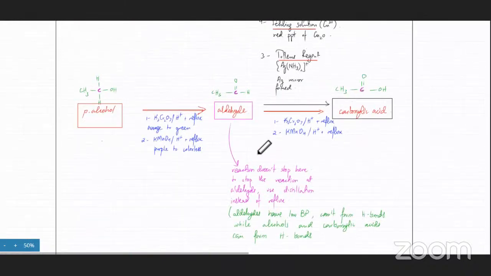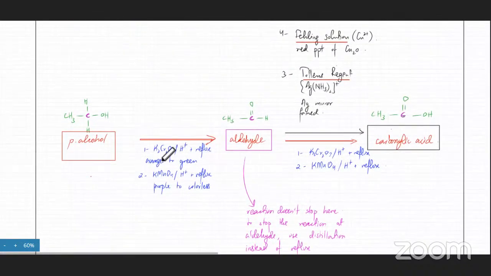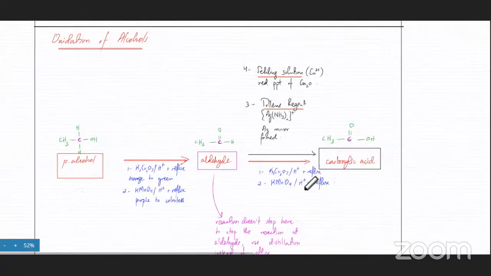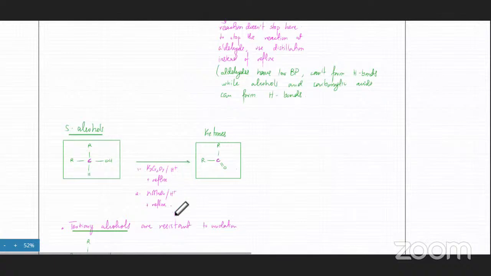अच्छा, remember alcohols, primary alcohol to aldehyde to carboxylic acid. Primary alcohol to aldehyde, that's K2Cr2O7 or KMnO4 and reflux. If you want to stop at aldehyde, you would need to distill it, not use reflux. ठीक है, ताकि ये evaporate हो जाए and you can condense it. Aldehyde to carboxylic acid, you can use K2Cr2O7 or KMnO4. You can also use Tollens or Fehling's. ठीक है, and secondary alcohols can turn into ketones by KMnO4 and K2Cr2O7, but ketones don't get oxidized. और फिर tertiary alcohols की कोई oxidation नहीं होती.